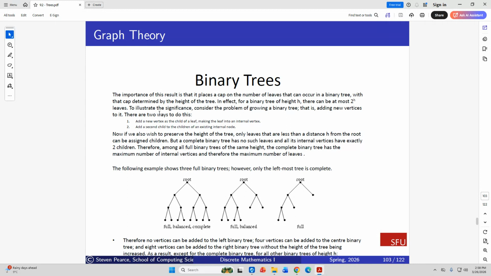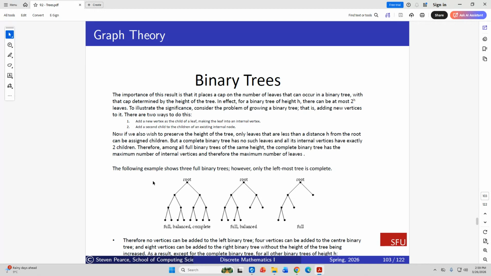Binary trees. Okay, the result places a cap on the number of leaves that can occur in a binary tree, with the cap determined by the height of the tree. In effect, for a binary tree of height h, there can be at most 2 to the h leaves. This is so obvious.